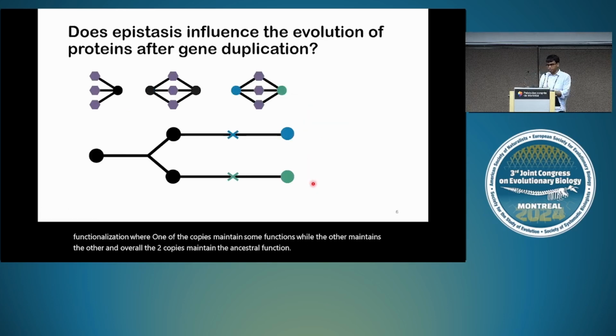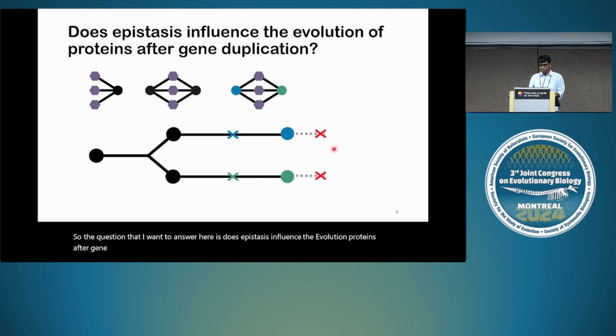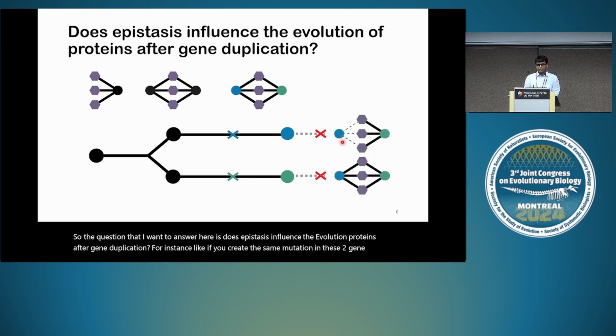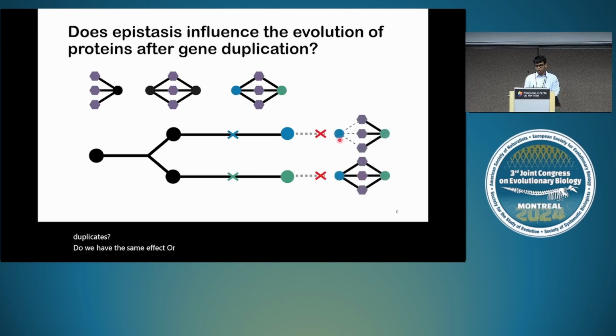So the question that I want to answer here is, does epistasis influence the evolution of proteins after gene duplication? For instance, if you create the same mutation in these two gene duplicates, do you have the same effect or different effects? Like in this example, if you create the mutation in this gene, it loses all function. But if you do the same mutation in the other gene, there is no change in function.